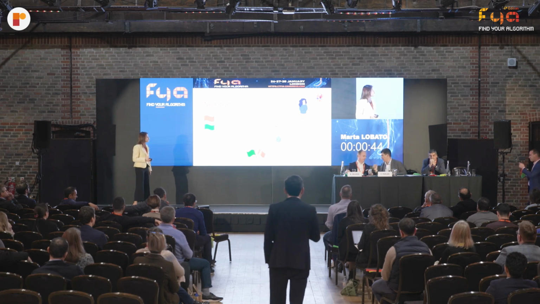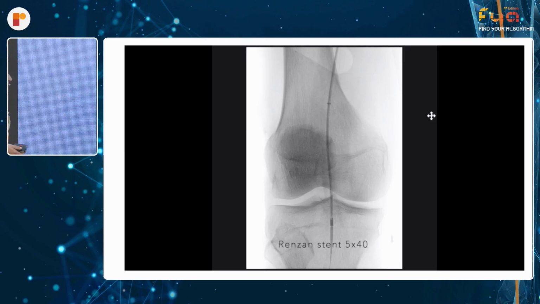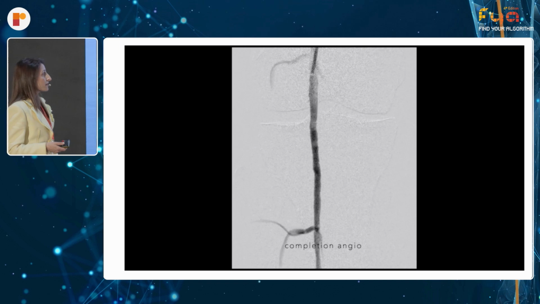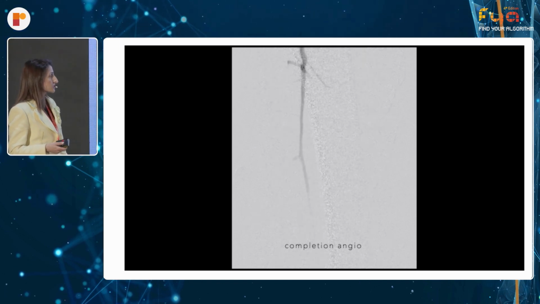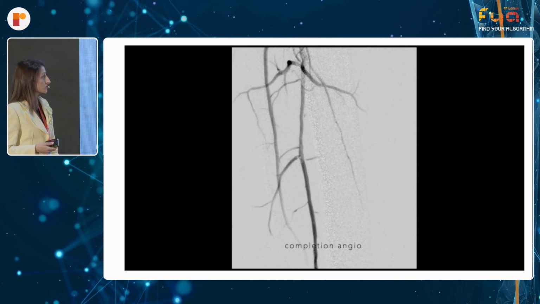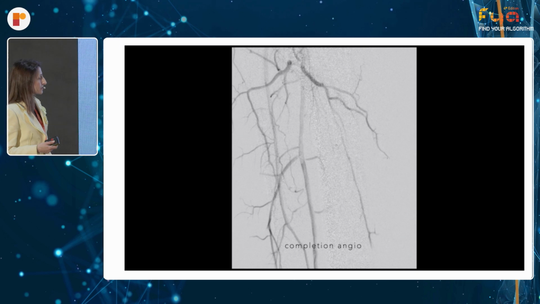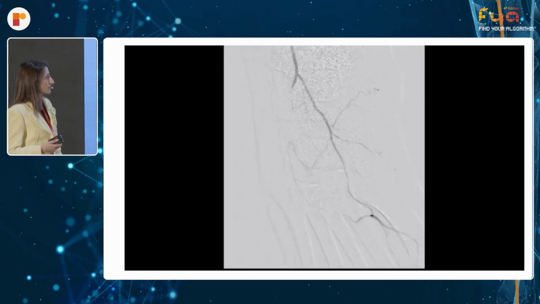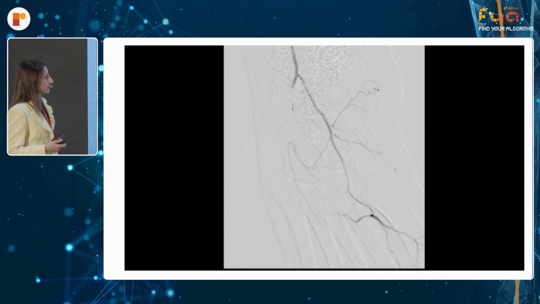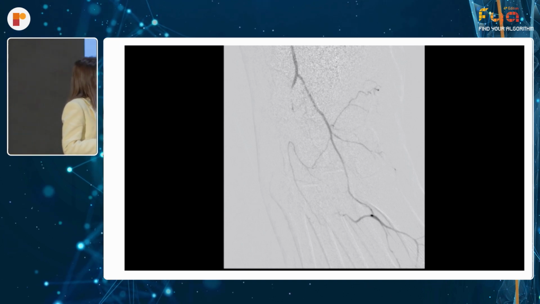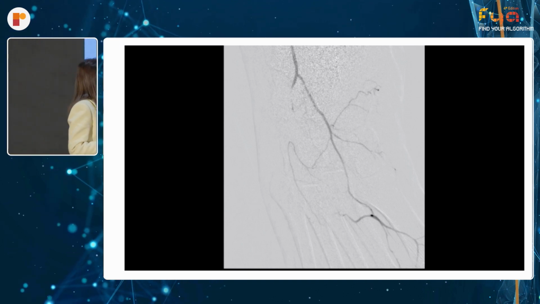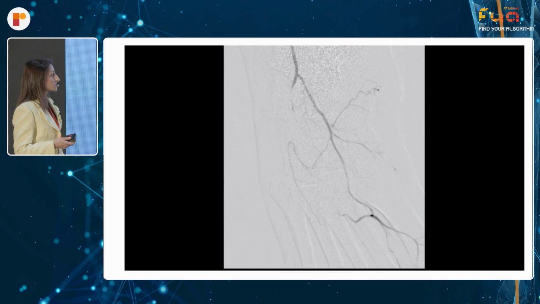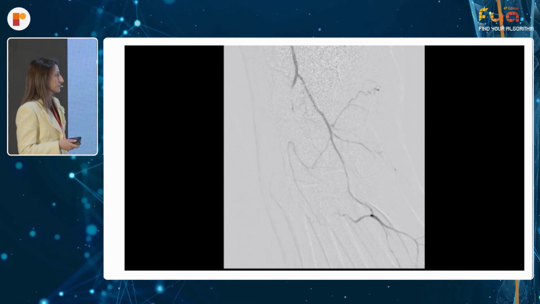Anyway. Okay, so as you see, we deployed a 5x40 millimeter Rensen stent. This was the completion angio, very brisk flow through the peroneal artery, proximal anterior tibial, and through the foot, through this anterior communicating peroneal artery, and dorsalis pedis.